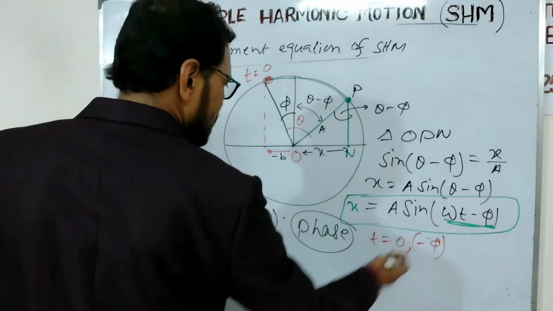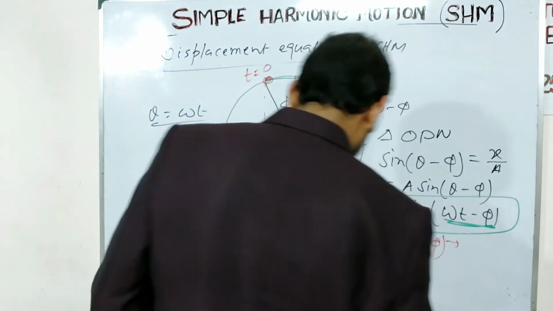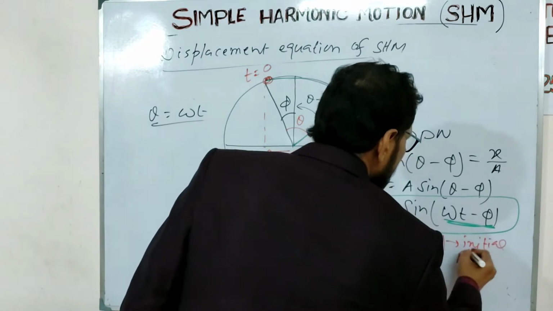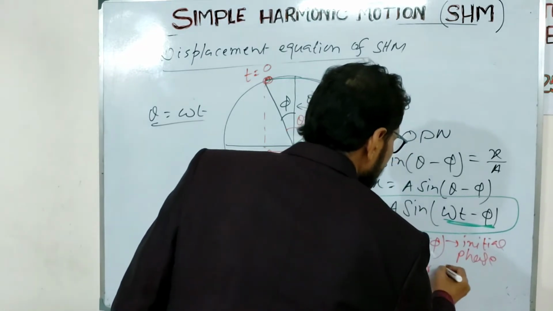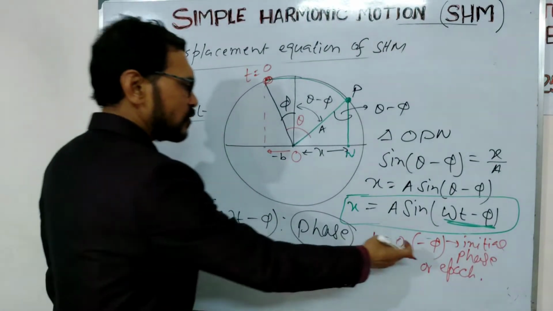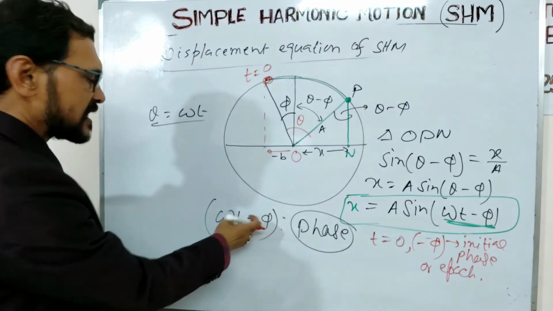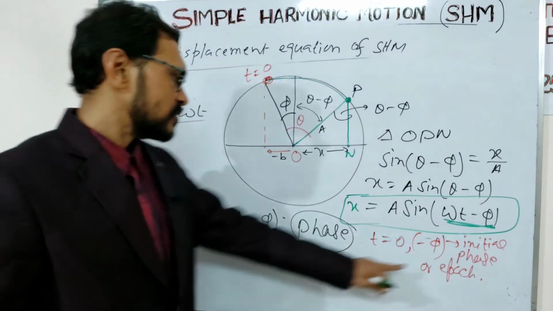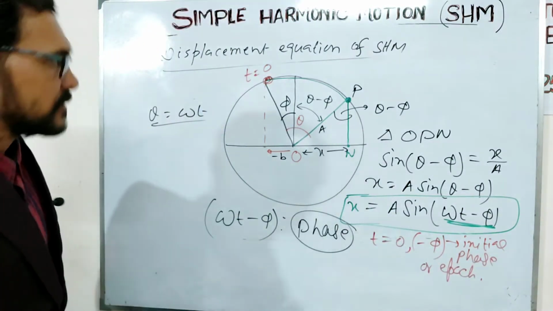So this is the initial phase. This is called the initial phase or epoch, minus phi. At t equal to 0, the phase is minus phi. Put here t equal to 0, the angle is minus phi, called the initial phase or epoch.